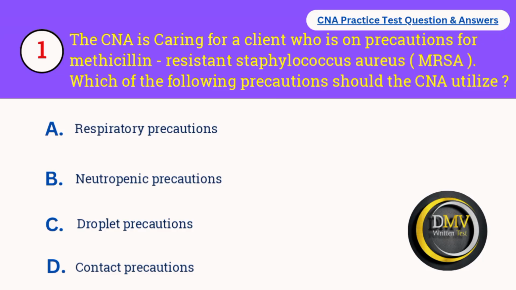Question 1. The CNA is caring for a client who is on precautions for methicillin-resistant Staphylococcus aureus, MRSA. Which of the following precautions should the CNA utilize? A. Respiratory precautions. B. Neutropenic precautions. C. Droplet precautions. D. Contact precautions. Correct answer. D. Contact precautions.